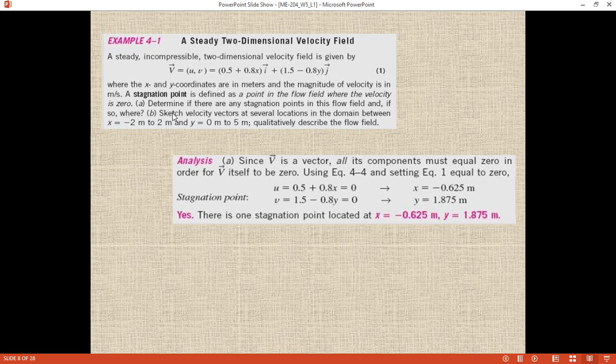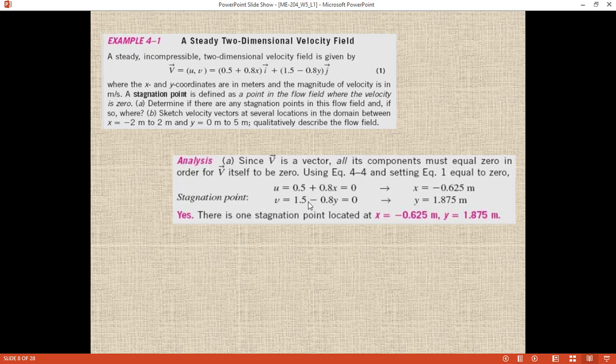So we have to determine the magnitude and draw the graph or sketch within this range of the velocity field. First of all, the velocity field is given. We have to determine the velocity in the x coordinate and y coordinate. So V is a function of u and v. Sorry, this is V, this is u, the velocity in the x direction, and this is v, the velocity in the y direction. Here u equals this and v equals this.